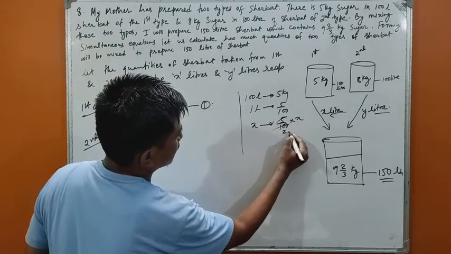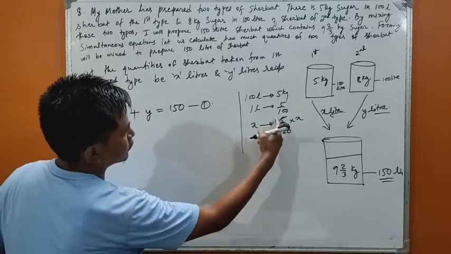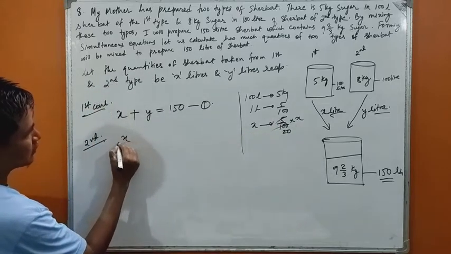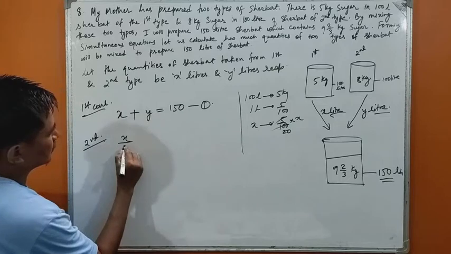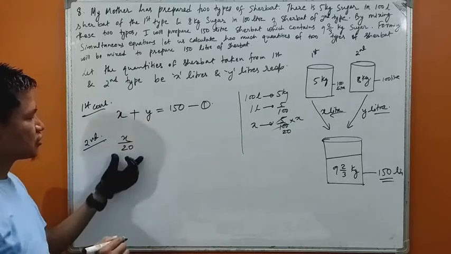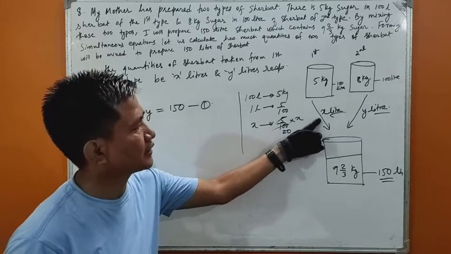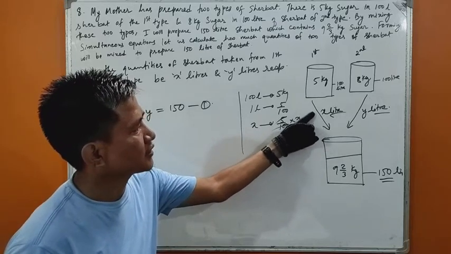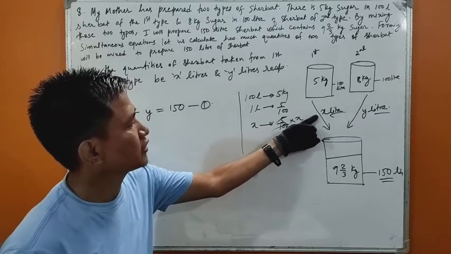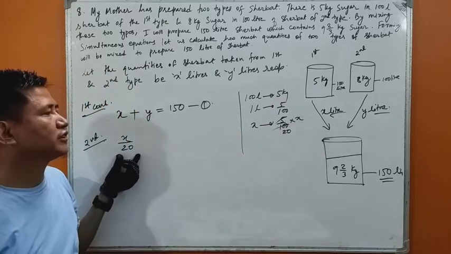Let me cancel this. 5 2s are 10, 500. x into 1 is x upon 20, isn't it? This is the quantity of sugar taken from the first. In x liters of sarbat, the quantity of sugar present is x upon 20, isn't it?